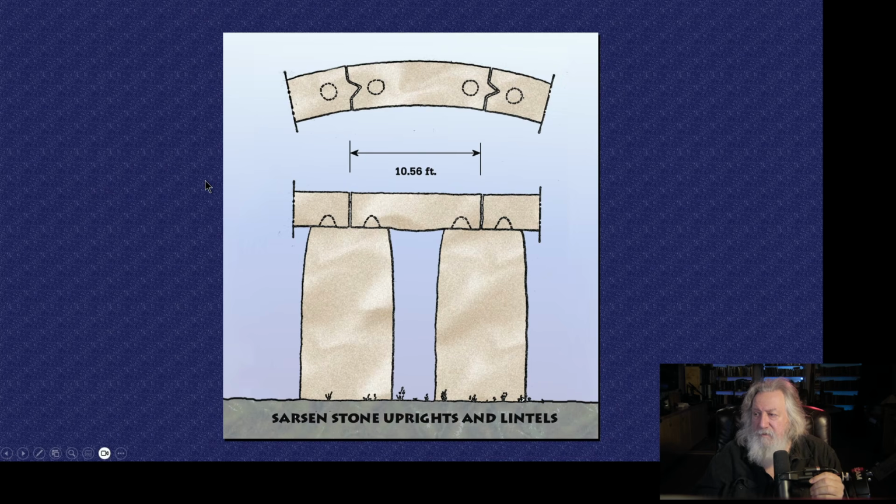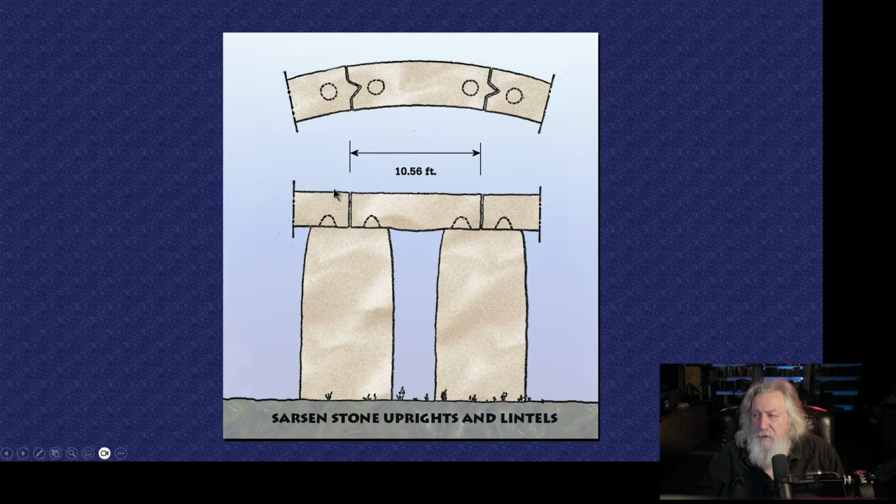And here we have sort of the summary of what we've been talking about. Here's your 10.56 feet that forms the length of the lintels, and it's also the center line of the sarsen stone uprights.